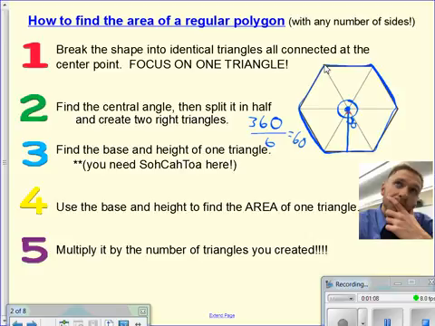Step 3 says find the base and height of one triangle. You're going to need SOHCAHTOA here. This is a key concept that we simply need to make sure that we know how to work out. Step 4, after you've got the height and base, you find the area of one of your triangles. Step 5, multiply it by the number of triangles you created. So that's our step-by-step process to work through it.